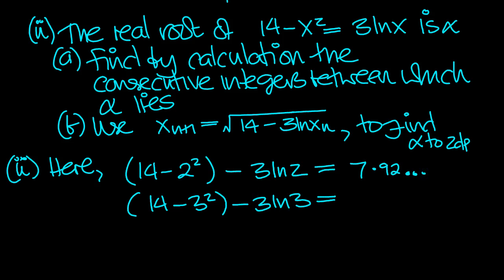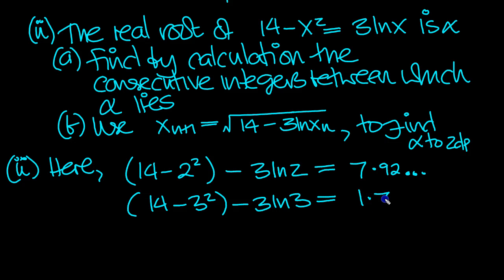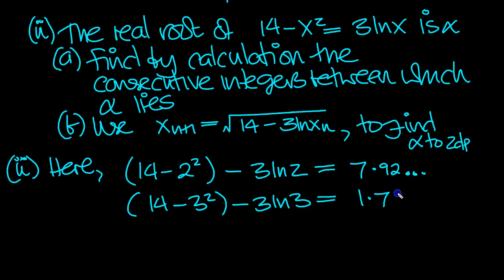Now if we do 3, we'll have 14 minus 3 squared, which is 14 minus 9, which is 5. Take away 3 times ln 3, close bracket, equals, and that's 1.7. Let's just get that number again, 1.704.